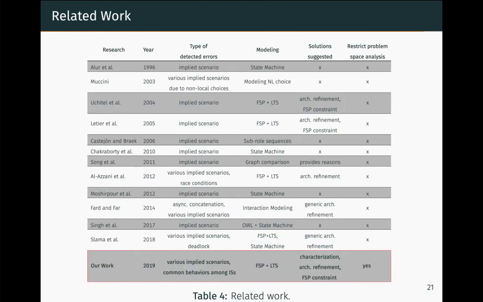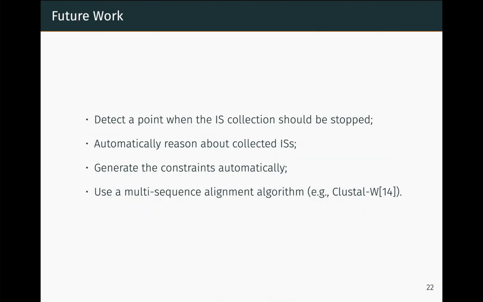This is the related work at the time of our publication. Almost all of them only focus on detection of implied scenarios. The few of them that actually suggest solutions do not restrict the problem space, and that's where we focused our contribution. For future work, we'd like to detect automatically when the implied scenario collection can be stopped. We'd like to automatically reason about the implied scenarios, which would allow us to generate constraints automatically. And we also want to check how multi-sequence alignment instead of pairwise alignment can help this problem.